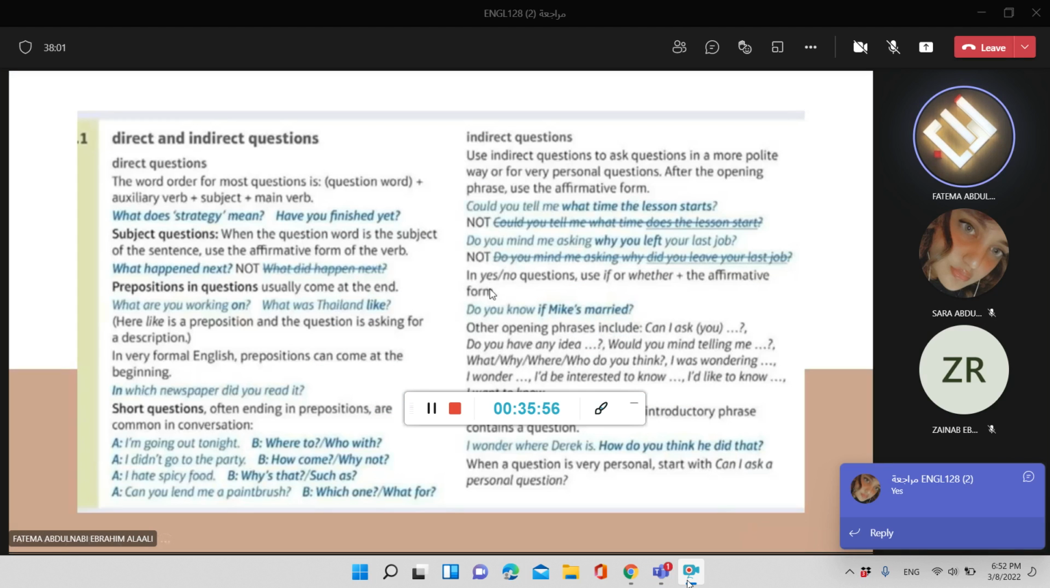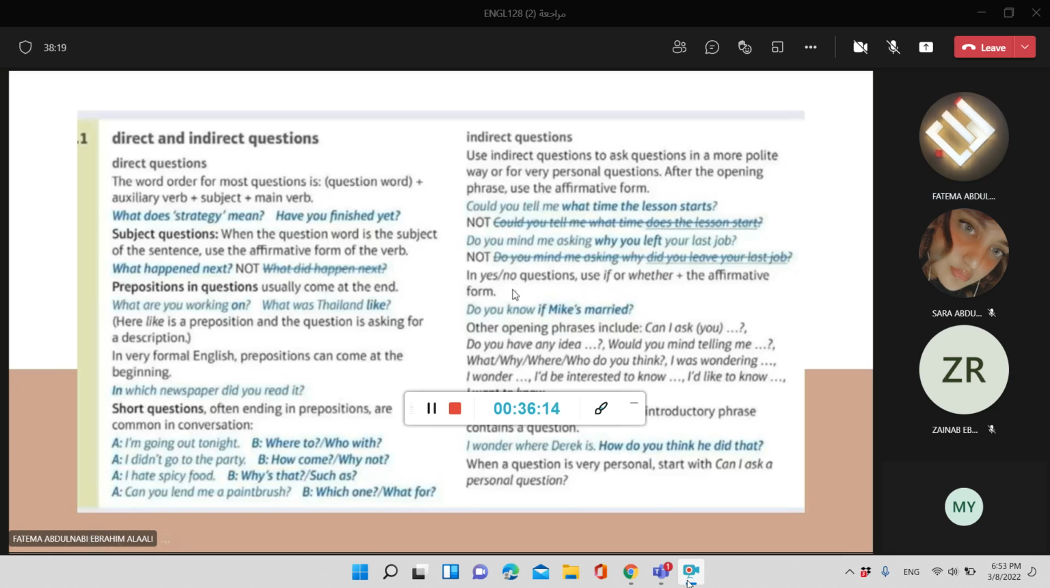Moving to yes or no questions. If we want to form the direct yes or no question into indirect, we use if or whether plus the affirmative form. Do you know if Mike is married? Mike is married.